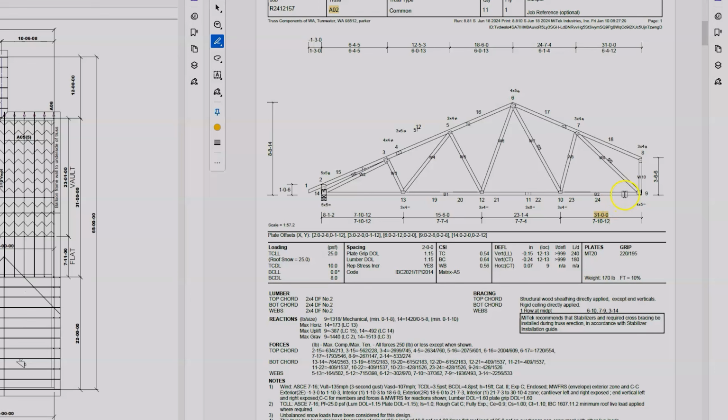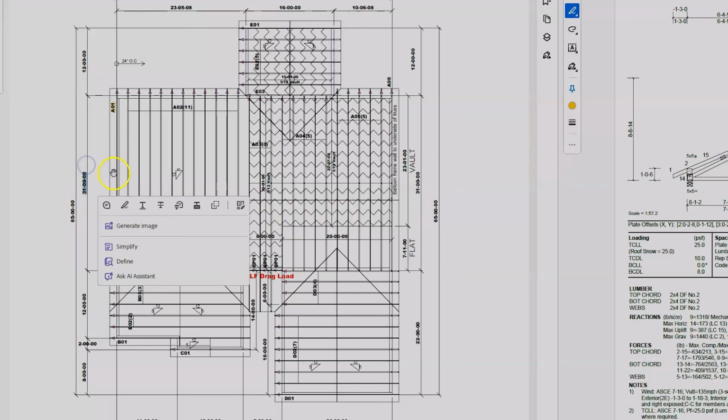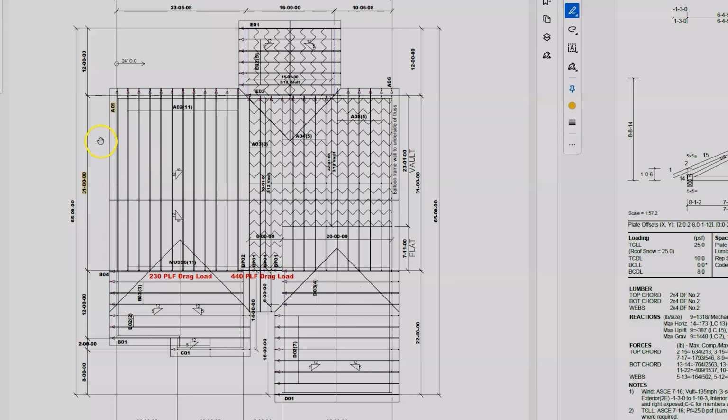And so the way we read a dimension on a truss drawing is it's feet, inches, and sixteenths. So when we see that that says 3100, that means that it is 31 feet, 0 inches, and 0 sixteenths. So we can look over here at our layout, and here's that same dimension of 3100. And so that indicates that this truss span matches our layout here.